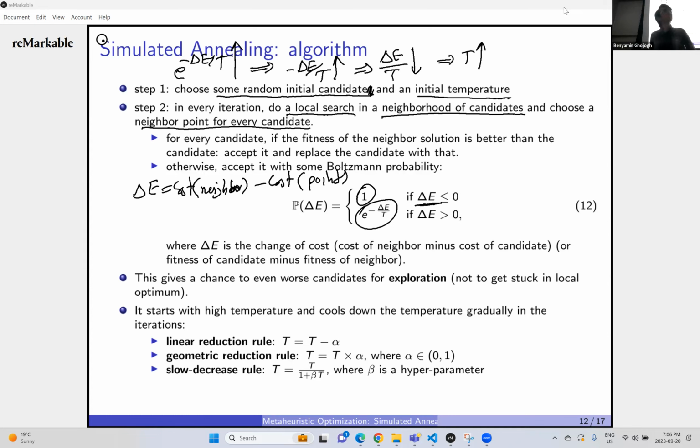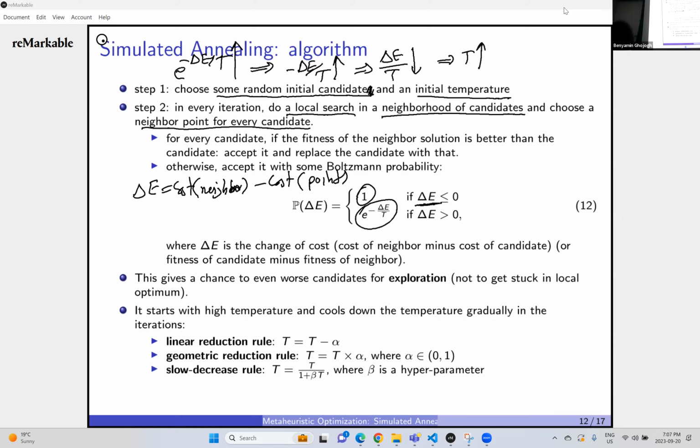So that is initially. Later I want this probability to be low, so it should be the other way around. E to the power minus delta E over T should be low. So minus delta E over T should be low, so delta E over T should be high. So T should be low. Agree? As a result, initially T should be large, and gradually T should decrease.